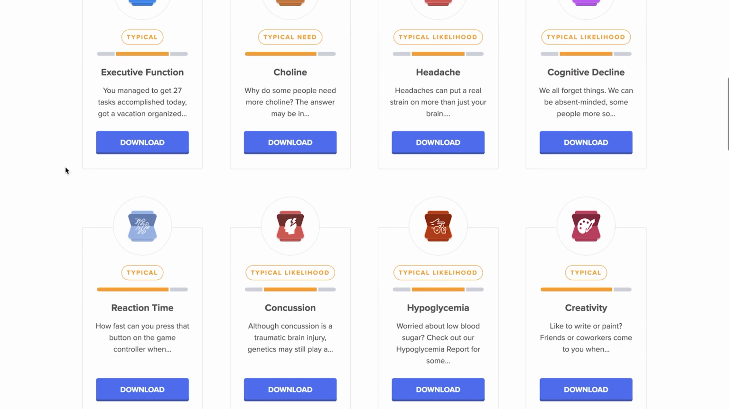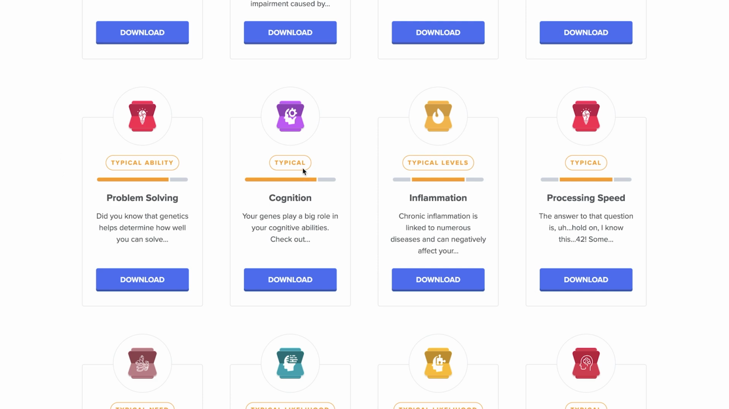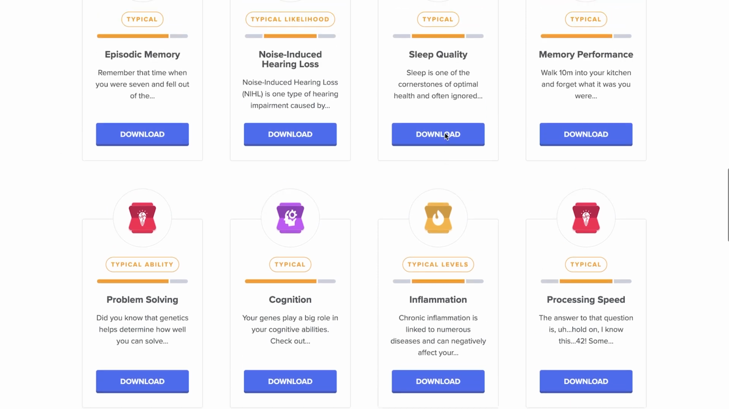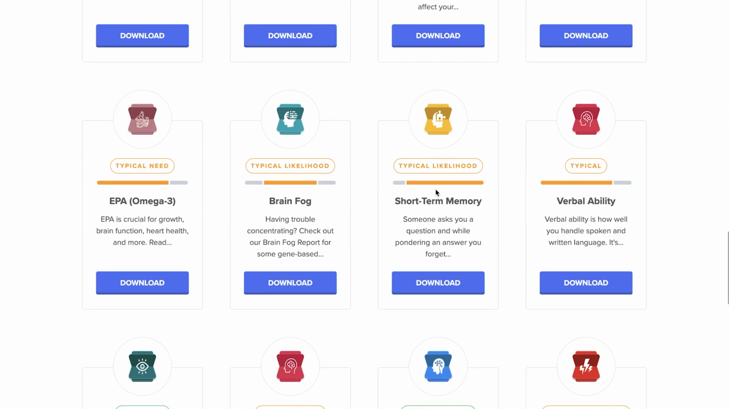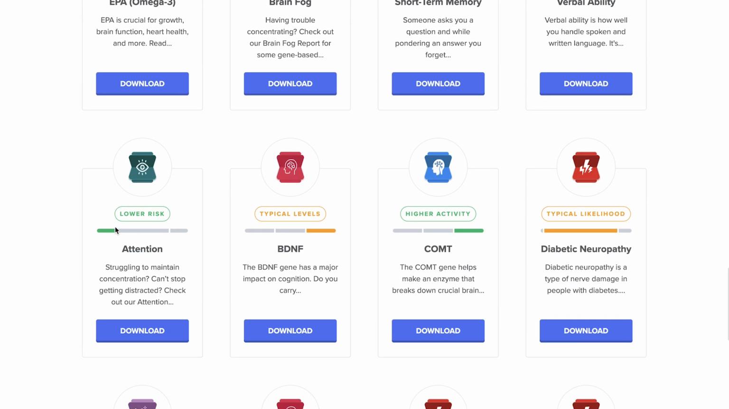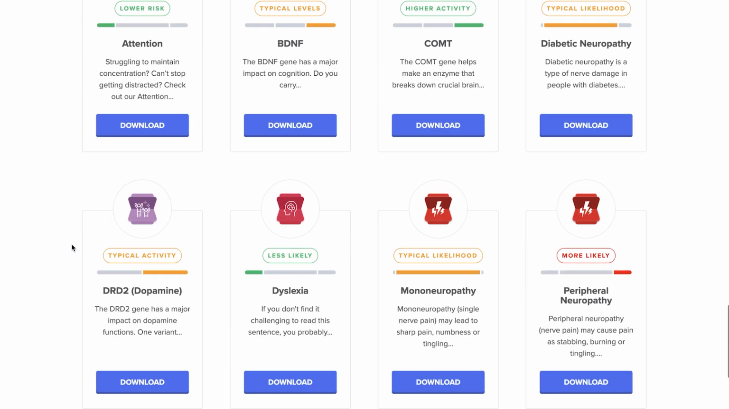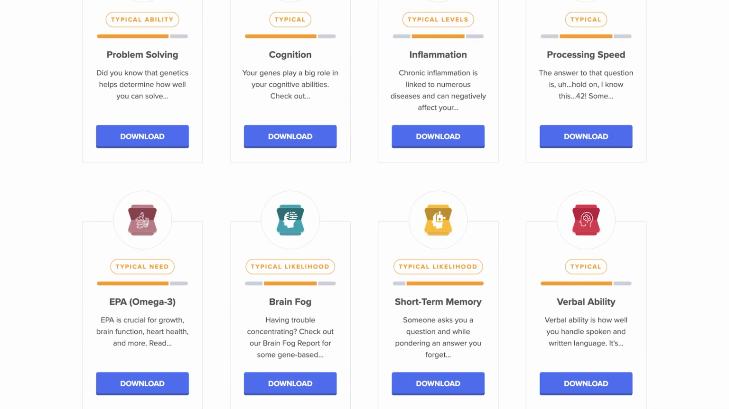So I'm actually going to scroll down a bit more. And it's interesting. Typical cognition, typical processing speed, typical memory performance, typical short-term memory, typical brain fog. So if this person does have issues with their brain, I would not jump to the conclusion that these are genetic issues that they're going to have to, to some degree, put up with, like just accept that it's more difficult for them than other people. Because in this case, there's barely anything there that would indicate that.